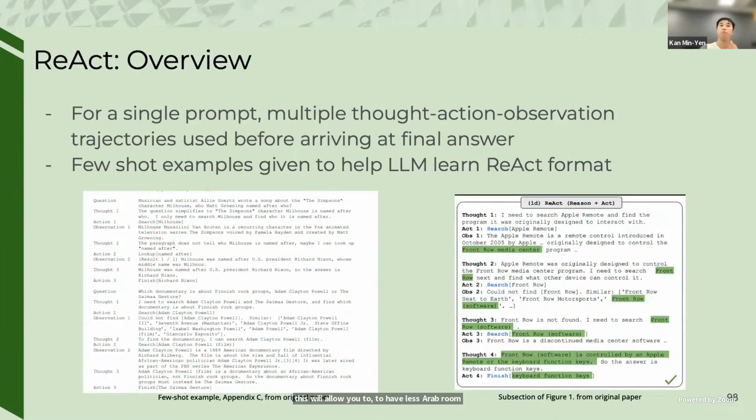So this is an overview of what ReAct is. For a single prompt, you have these multiple thought, action, observation triplets, which I call trajectories, and you use this multiple times to guide it to the final answer. And in order for the language model to actually understand this ReAct format of thought, action, observation, you want to give it a few short examples in order for it to understand the format as well as the APIs used. So I'm going to break it down into the individual components and explain more about them so you have a better understanding of what ReAct actually is.